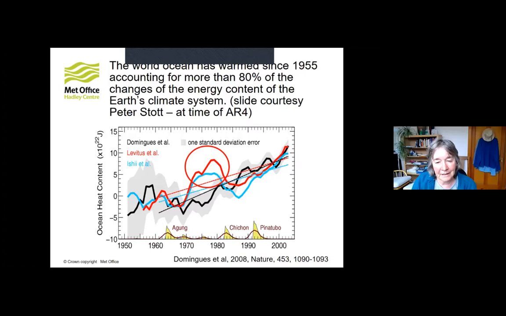And it turned out in that case that it was a data artifact. So the Levitus data no longer have a big bump in the 1980s. But still, I think we don't really know ocean variability. We found it in rainfall.